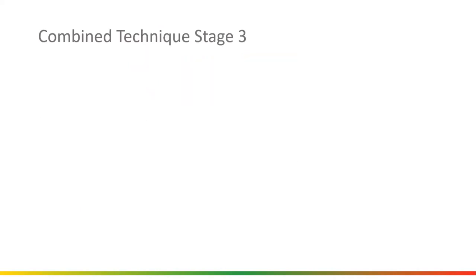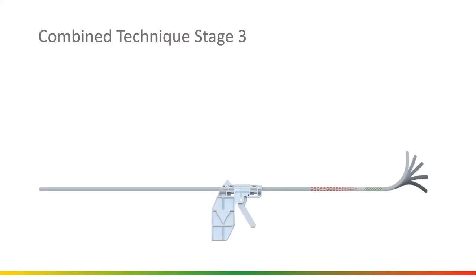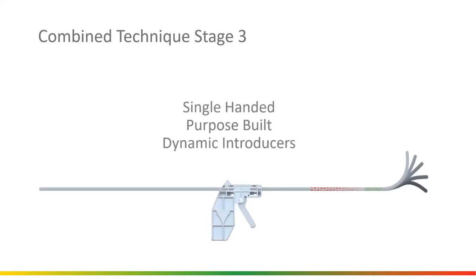So the next stage of combined technique, stage 3, dynamic introducers that are single-handed. They're purpose-built as a dynamic introducer. They're no longer cross-purposing fiber optic bronchoscopes with all of their limitations. And they have dynamic tips, they have flexible shafts, and then our particular one has a removable handle and a depth gauge as well. Now, there is one other device on the market that is a dynamic stylet. However, it doesn't have a handle and it doesn't have full articulation.